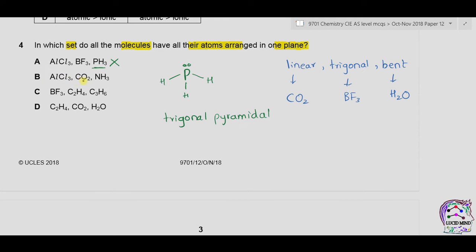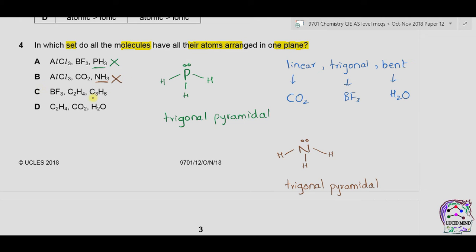Similarly, in example B we have NH3. Nitrogen also belongs to group 5 of the periodic table. It has 5 electrons in outermost shell, out of which 3 electrons form single covalent bond with 3 hydrogen atoms. And again the structure is same, it is trigonal pyramidal. And atoms are not arranged in one plane, so therefore this is also incorrect.